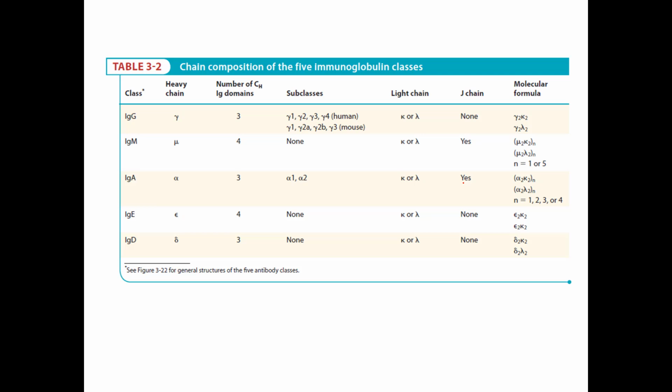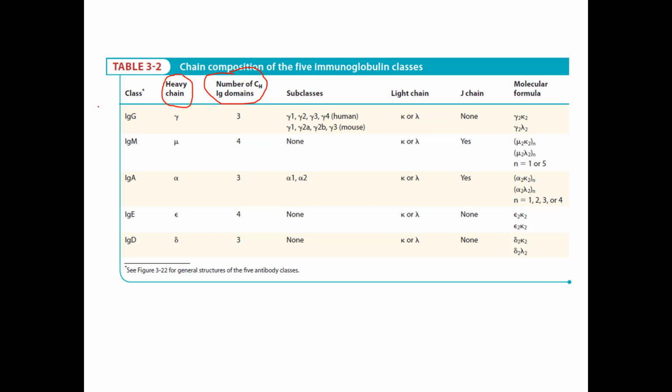Now we will come to the different classes of immunoglobulin. There are five different immunoglobulin classes, and they are differentiated based on the composition of the heavy chain as well as the number of Ig domains, that is the constant Ig domains.